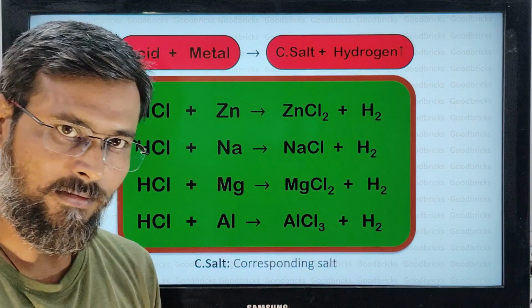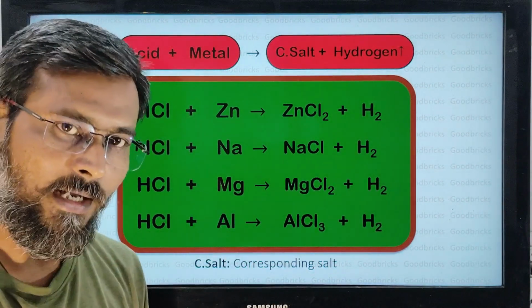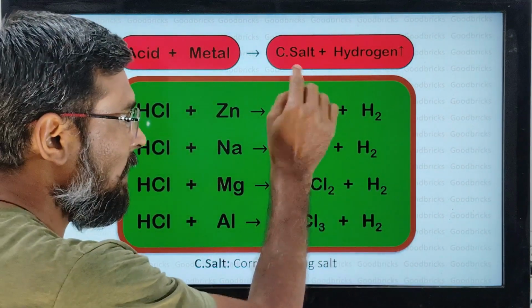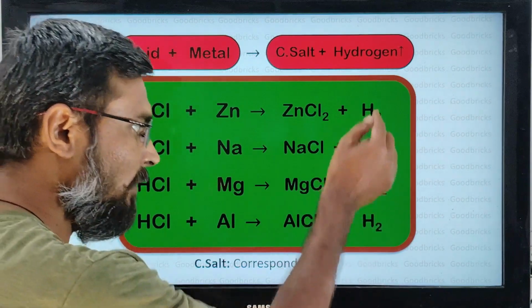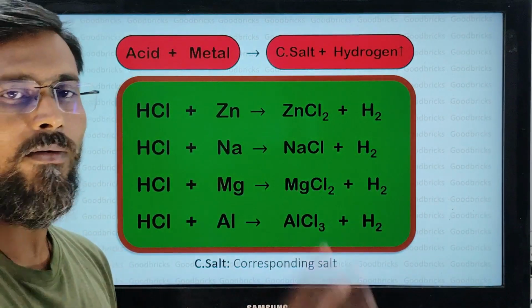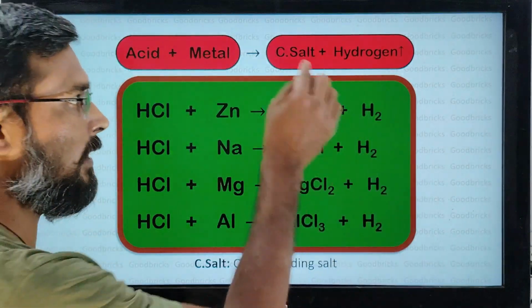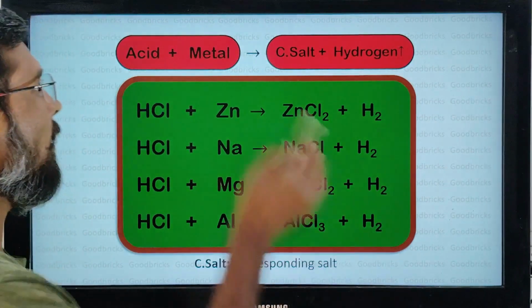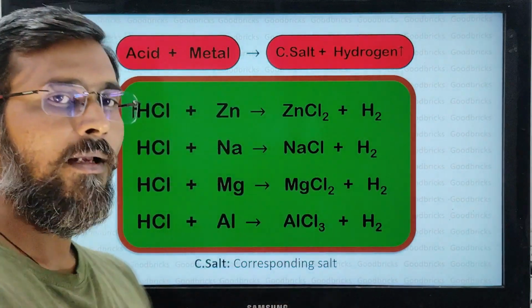Finally, as part of conclusion, let us re-discuss: when an acid reacts with a metal, corresponding salt and hydrogen gas. Hydrogen gas is the common product. Only two products will be produced. What are they? Corresponding salt and hydrogen gas are produced when an acid reacts with a metal.